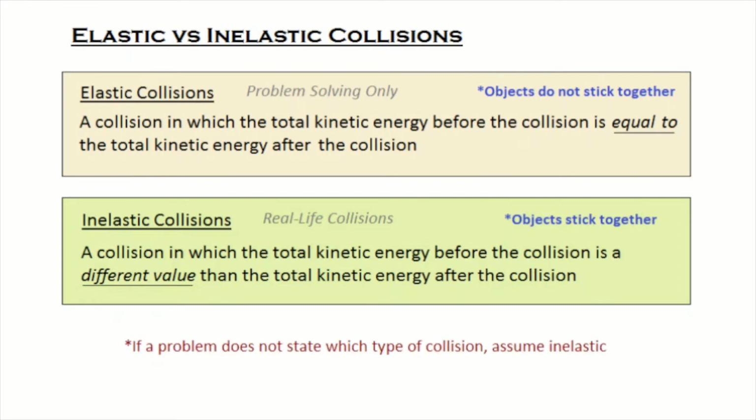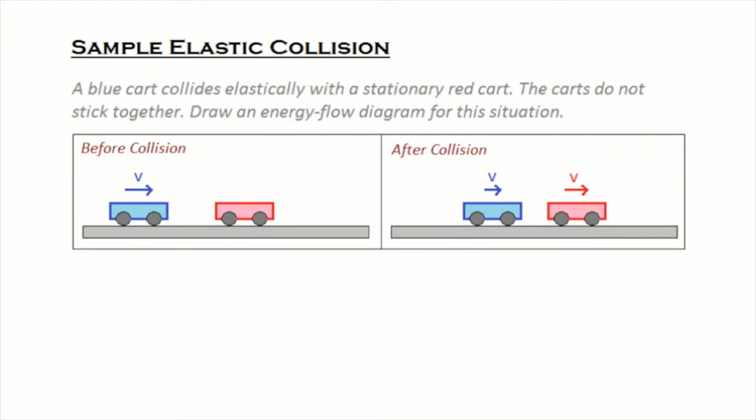So if you're looking at a collision and it doesn't state which type it is, we should assume inelastic because that matches real life and represents the majority of collisions. Let's talk through a few sample collisions.